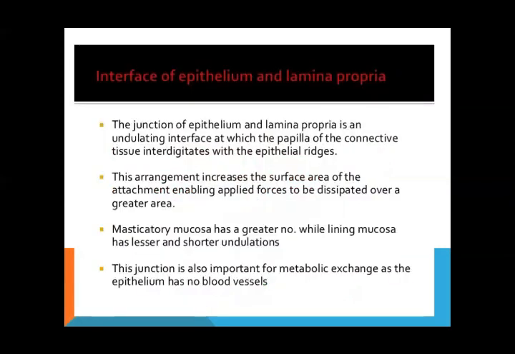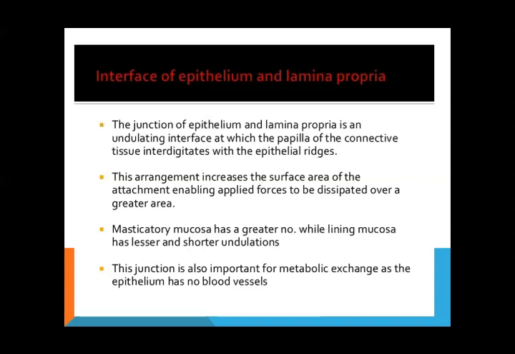Interface of epithelium and lamina propria. The junction of epithelium and the lamina propria is an undulating interface at which the papillae of the connective tissue interdigitate with the epithelial ridges. This arrangement increases the surface area of the attachment, enabling applied forces to be distributed over a greater area.